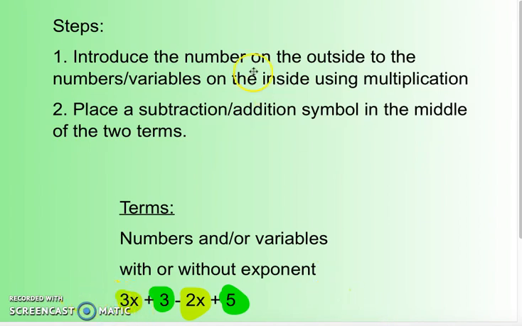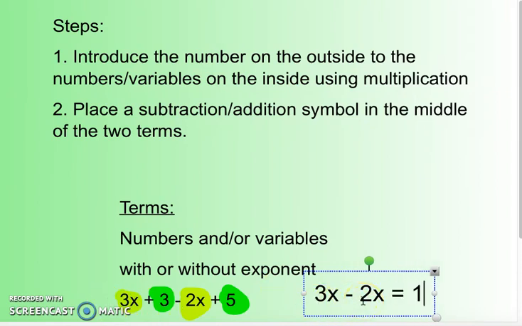Well, there's nothing in front of it, so it's a +3. So I have 3x, and then I look at what's in front of the 2x, and I notice there's a minus sign. So I am going to keep the minus sign in front of that 2x. That means I need to subtract these two terms to simplify them. So 3 minus 2 is 1, and then we keep the x.